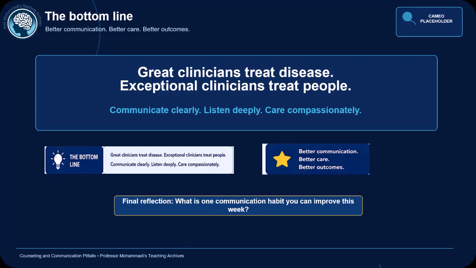It may be using less jargon, listening longer before interrupting, checking understanding more consistently, naming emotions, or closing each conversation with a clear plan. Better communication leads to better care, and better care leads to better outcomes. Next slide, please.